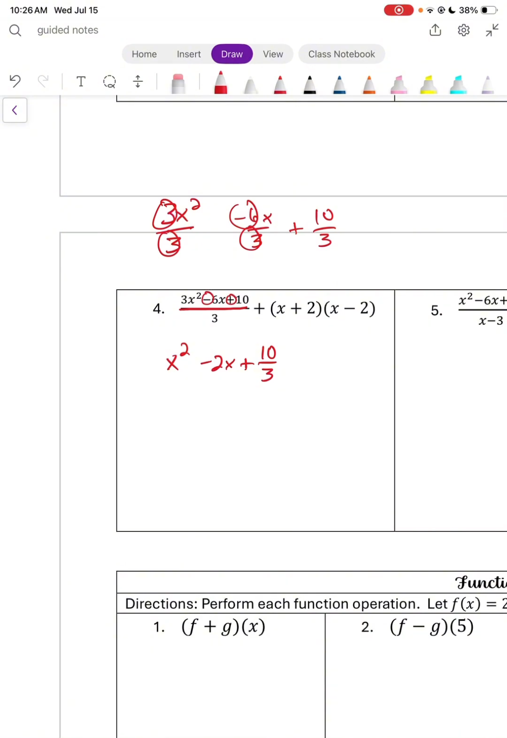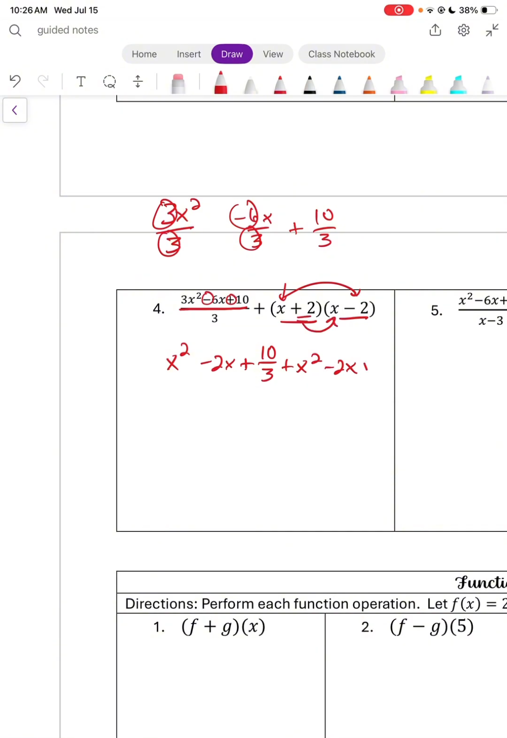And then again, you have distributive property. We're going to multiply x. Now, these are what's called conjugates. There is a shortcut. If you know the shortcut, let's use it instead. But I'll do it the long way. X times x gives you an x squared. X times negative 2 gives you a negative 2x. Now we've got to distribute the positive 2.